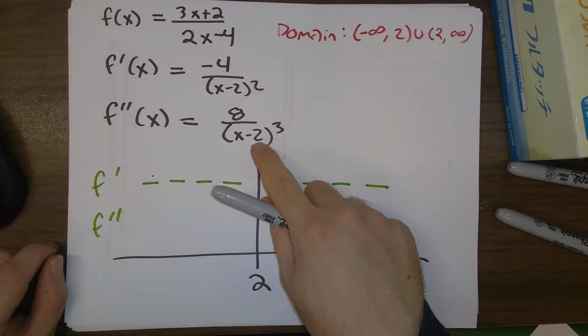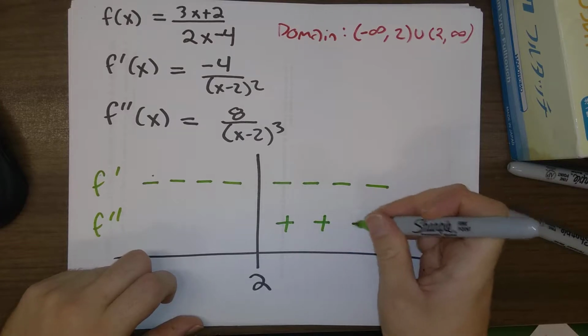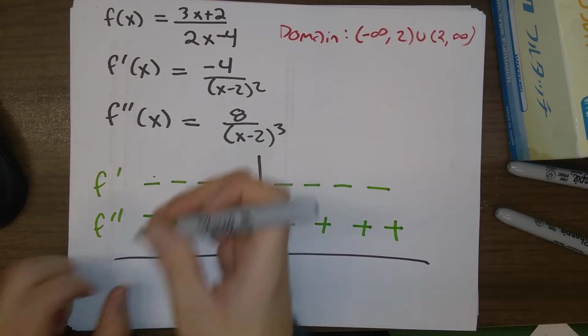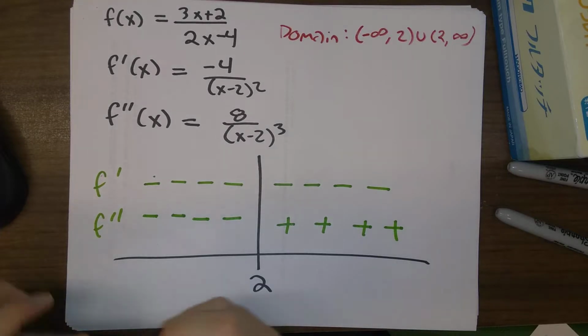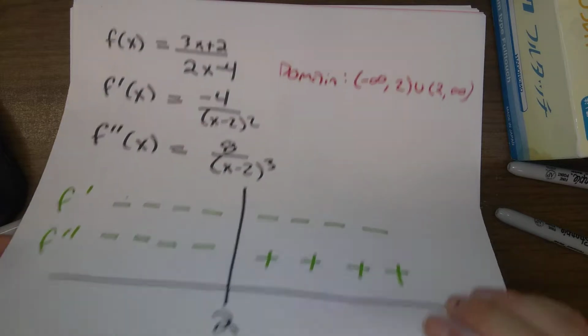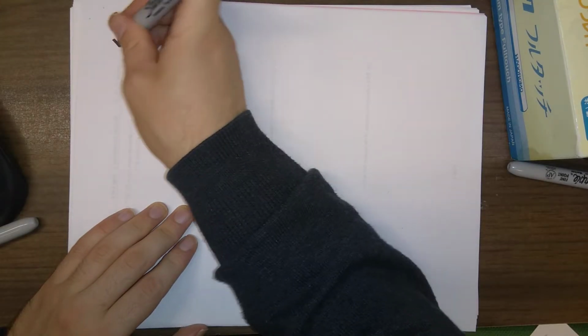Now how about for the second derivative? x minus 2 cubed is going to be positive if x is bigger than 2, and negative if x is less than 2, because we're cubing it. Okay, so this will be useful information for us. We also want to think about the behavior as the function goes to plus and minus infinity.